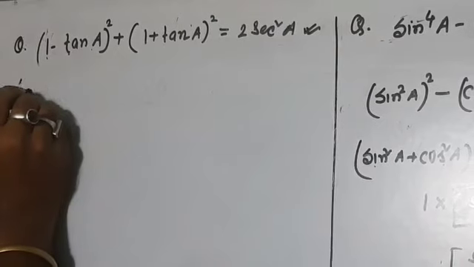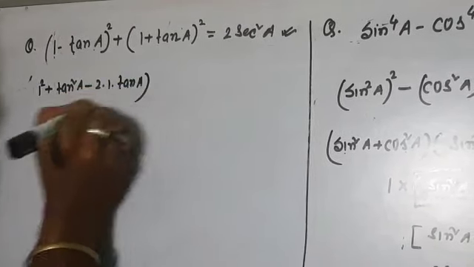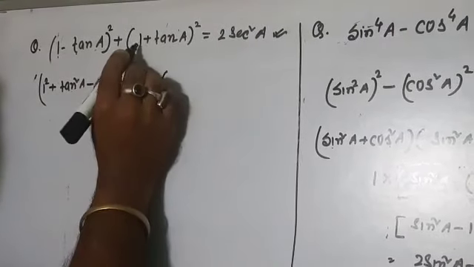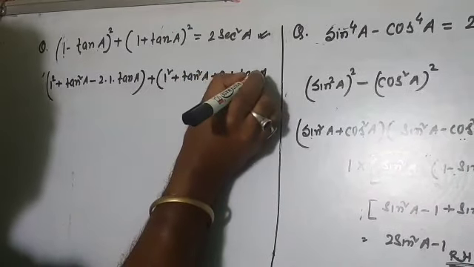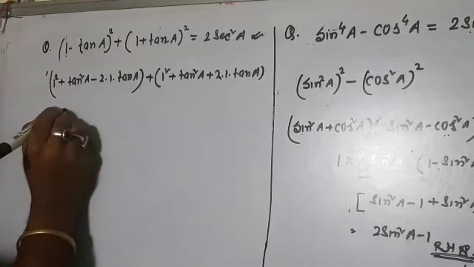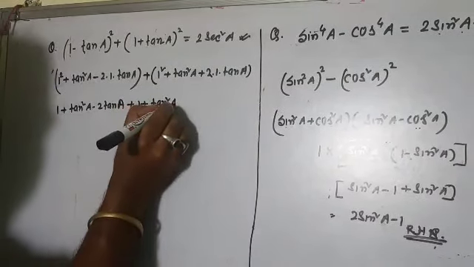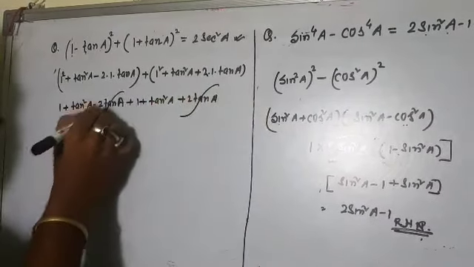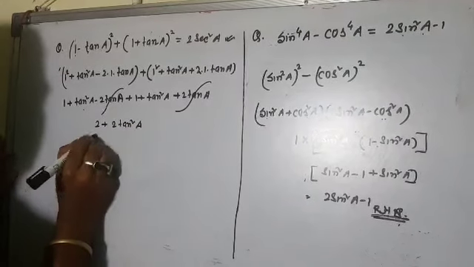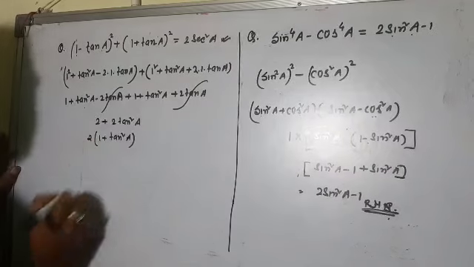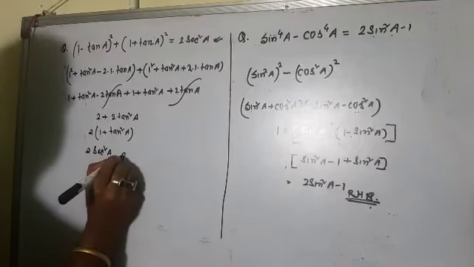So A minus B whole square: A square plus B square minus 2 into A into B. This is the A minus B form I explained, plus this is A plus B whole square: A square plus B square plus 2 into 1 into tan A. So this is 1 plus tan square A minus 2 tan A plus 1 plus tan square A plus 2 tan A. 2 tan A minus 2 tan A cancel, 1 plus 1 is 2, and tan square A plus tan square A is 2 tan square A. Here you take common 2, so you have 2 into (1 plus tan square A), and 1 plus tan square A we can say sec square A. So 2 sec square A, that is your RHS.